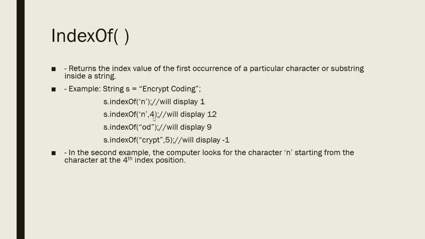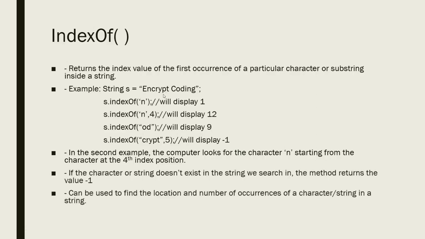The third and fourth are similar examples to their previous ones, but the main difference is that I've used string instead of char. And in the fourth example, we are looking for the substring crypt starting from index position 5. So starting from 0, 1, 2, 3, 4, 5. And as you can see, there is no substring that matches the one we are looking for. So in a case like this, the final output is -1. It's always -1 if the character or substring isn't found in our string.